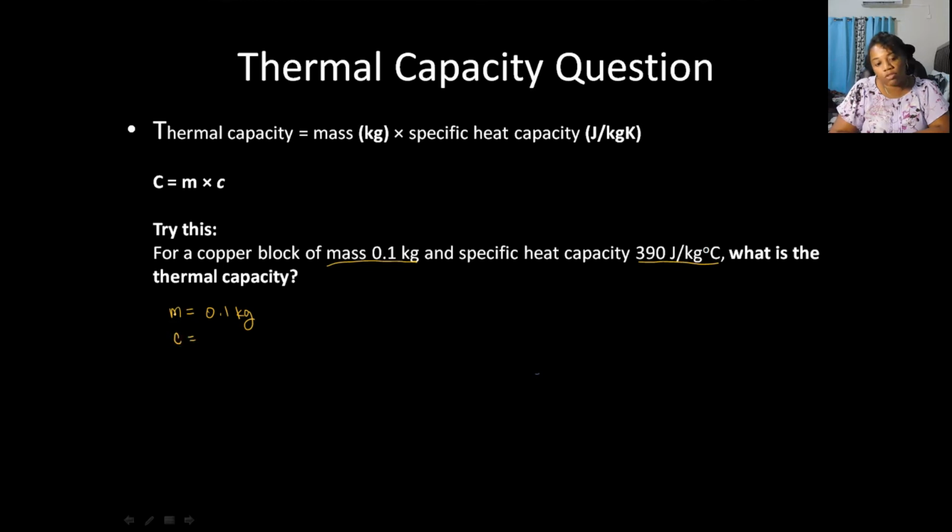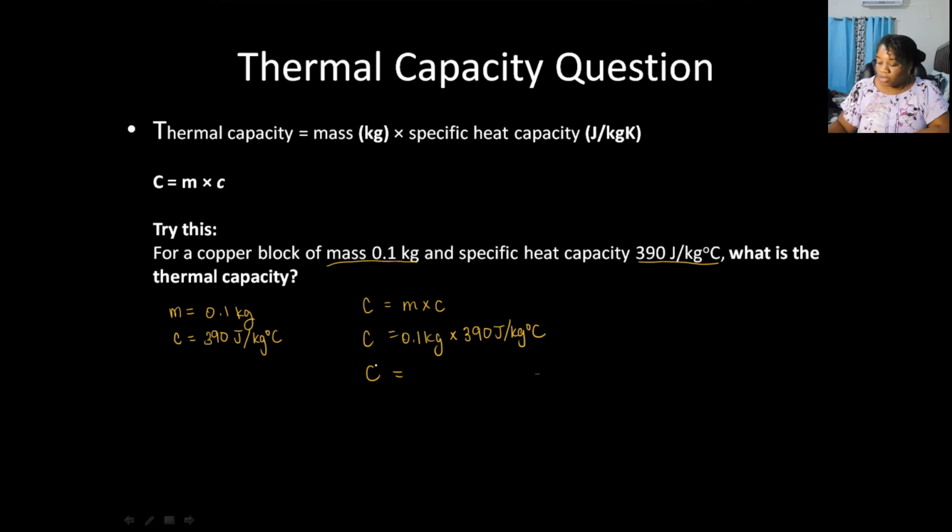So if you notice, you have to remember the symbols, right? It's 390 joules per kilogram degrees Celsius. And remember, thermal capacity is equal to C equals mass times specific heat capacity. We have the mass, and the specific heat capacity is 390 joules per kilogram degrees Celsius.